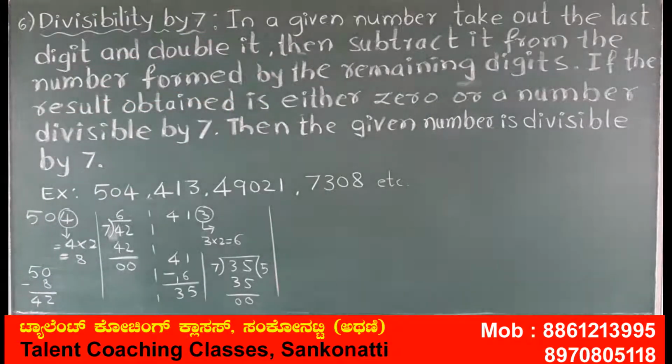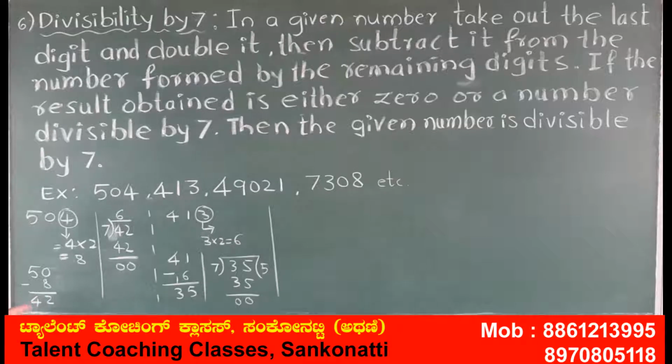Next it says, then subtract it from the number formed by the remaining digits. If we take 4 out from 504, the remaining digits are 5 and 0. The number formed by the remaining digits is 50. What we have doubled, we have to subtract from this number formed by the remaining 2 digits. If we get a number which is divisible by 7, then the whole number 504 is also divisible by 7.